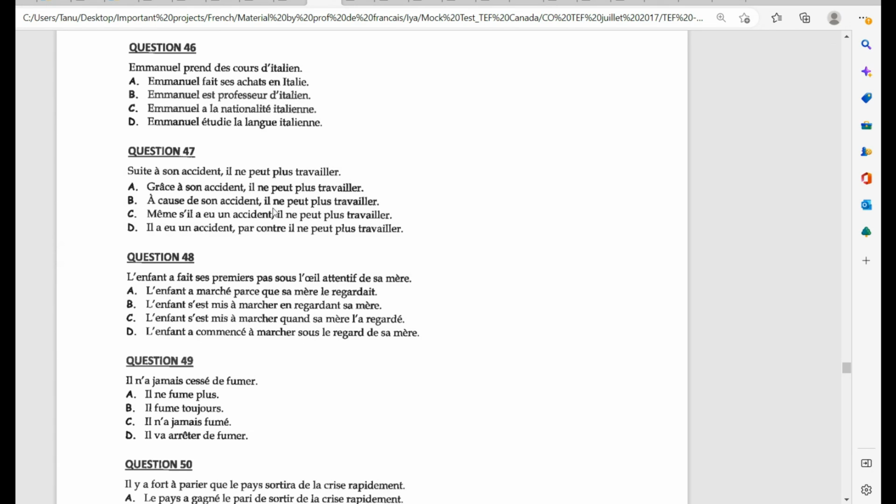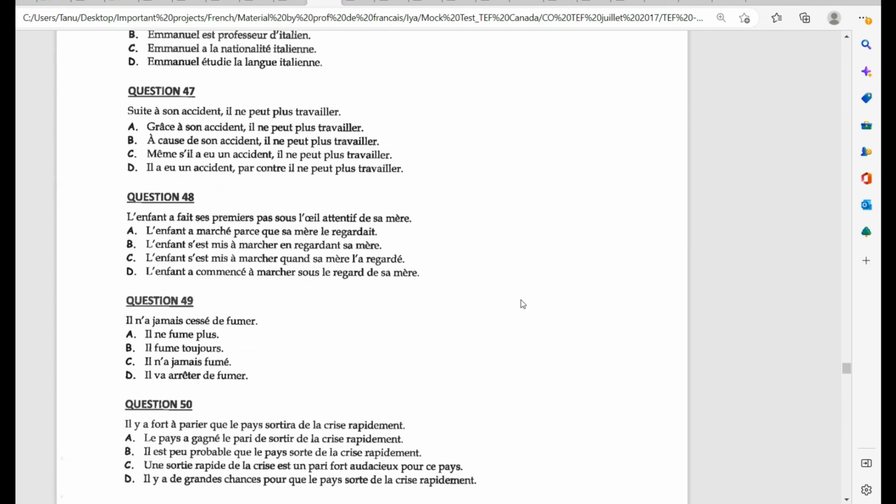He cannot work anymore. Même s'il a eu un accident, il ne peut plus travailler. Even if he had an accident, he cannot work anymore. It doesn't make sense. Il a eu un accident par contre il ne peut plus travailler. He had an accident. On the other hand, he cannot work. No, doesn't make sense. So the right answer is option B.